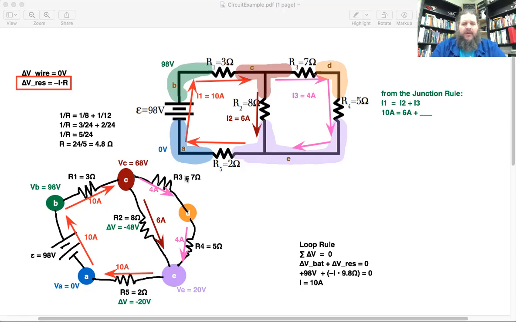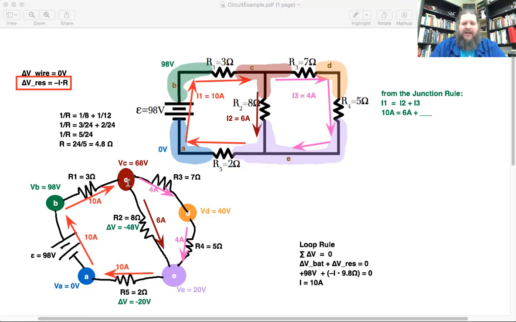So at node C, we started with 68 volts. We lose 28 volts. So at node D, 68 minus 28 would be 40 volts. And then through resistor 4, multiply current times resistance, 4 amps times 5 ohms is 20 volts. So we lose 20 volts and we're down to 20, which is exactly what we already had for node E. So that matches up. We now have all the currents in the entire circuit.